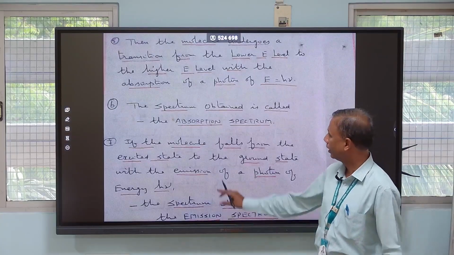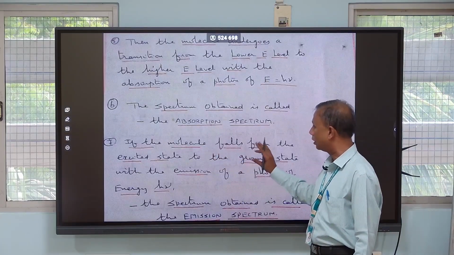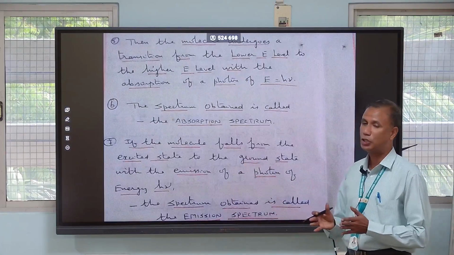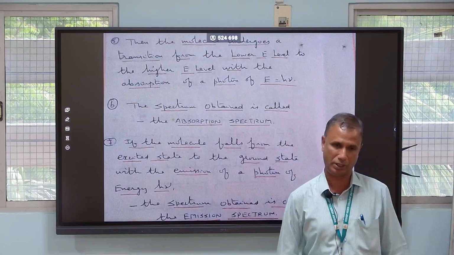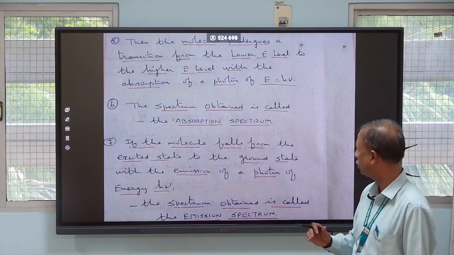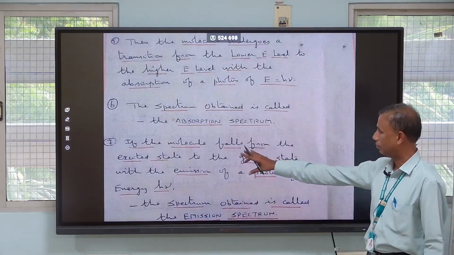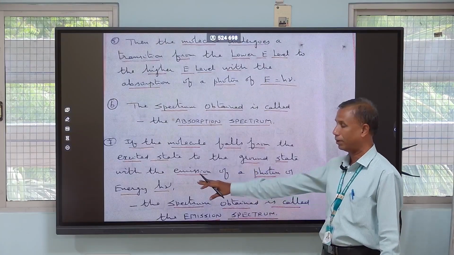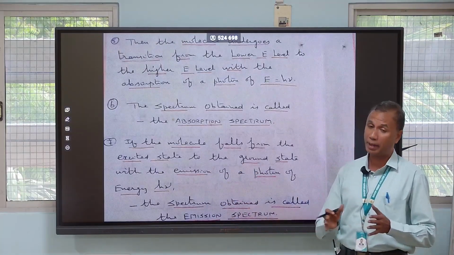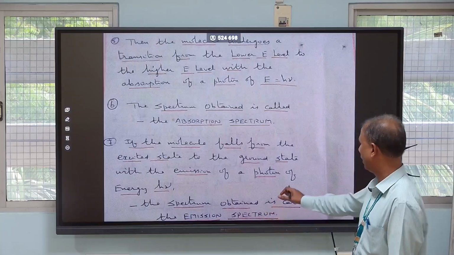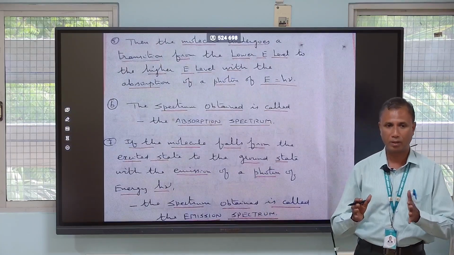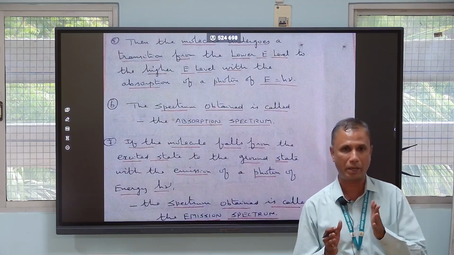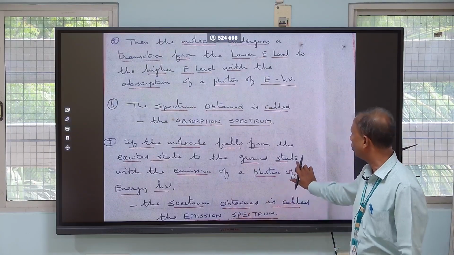Then the second thing: if the molecule falls from the excited state to the ground state with the emission of a photon of the same frequency, this is another condition. If the molecule falls from the excited state to the ground state with the emission of a photon of energy h nu, then the spectrum obtained is called the emission spectrum. Clear? What is the absorption spectrum? What is the emission spectrum? There is a subtle difference between them.